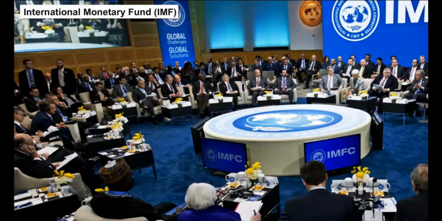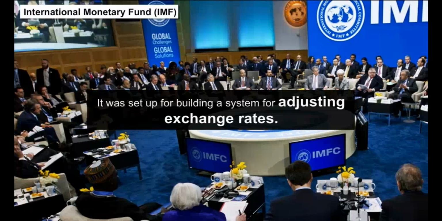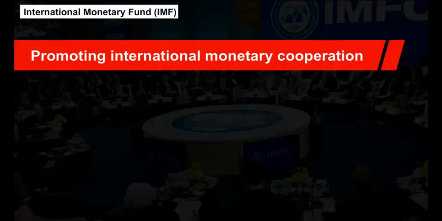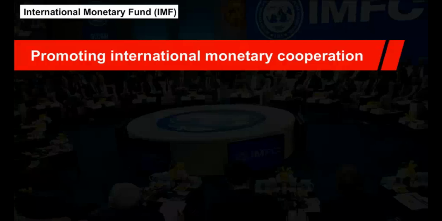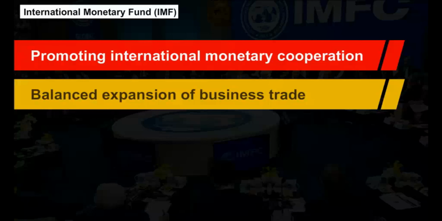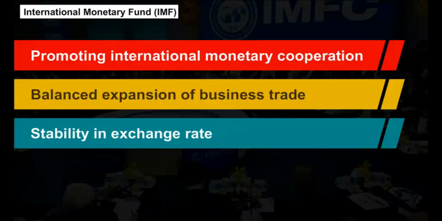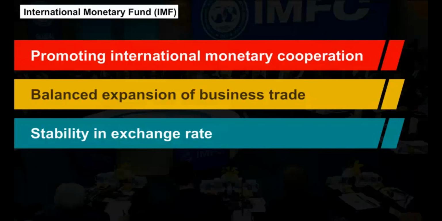International Monetary Fund (IMF). It was set up for building a system for adjusting exchange rates. Its main objectives are: 1. Promoting international monetary cooperation. 2. Balanced expansion of business trade. 3. Stability in exchange rate. 4. To help establish multilateral payment systems.